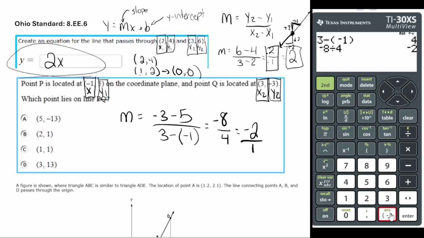That means anytime you go from one point to the next, you're going to go down 2 and over 1. Down 2, right 1. Your y will decrease by 2. Your x will increase by 1. So now let's figure out which of these points is on here. I'm going to erase this for a minute. So (5, 13), (5, -13). We're starting at (3, -3).